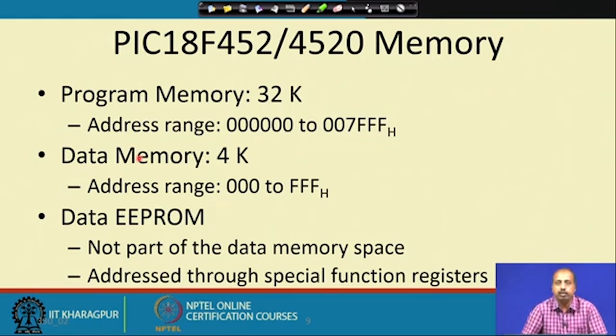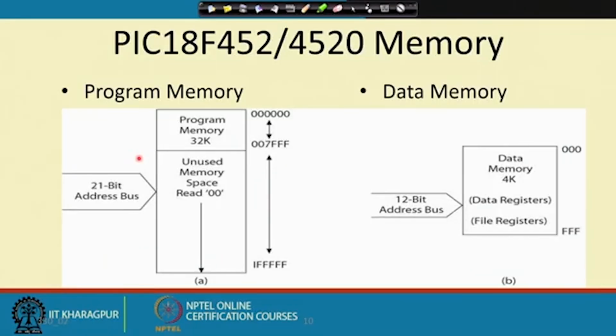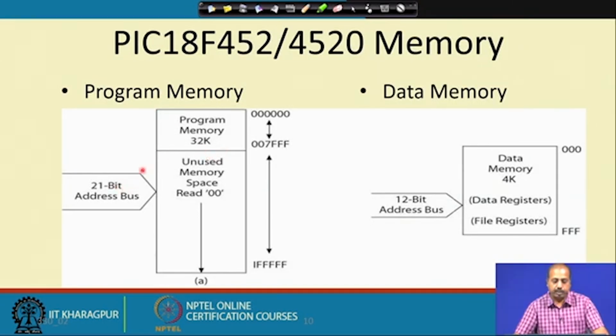We said that there are bank select registers and file select registers. The file select registers will use these special function registers for that purpose. So this is the structure. The program memory will have a 21-bit address bus. Out of that, only this part will be useful, since this has only 32K. So this part of the memory, from 8000 to 1FFFF, is unused. It has only 32K program memory.